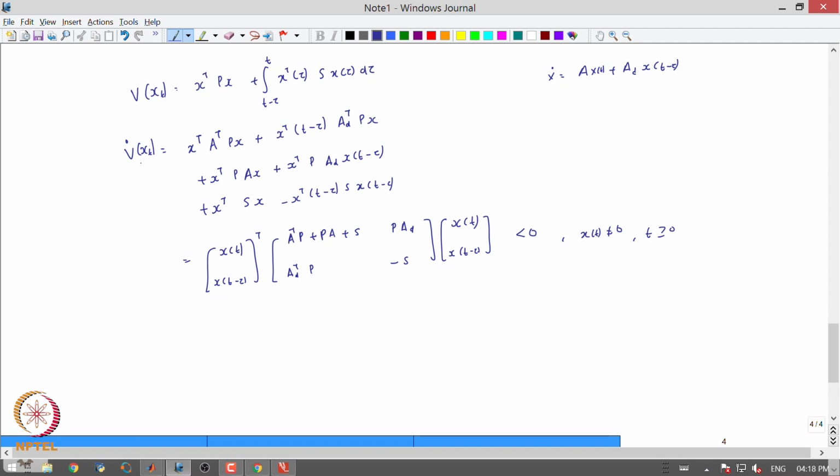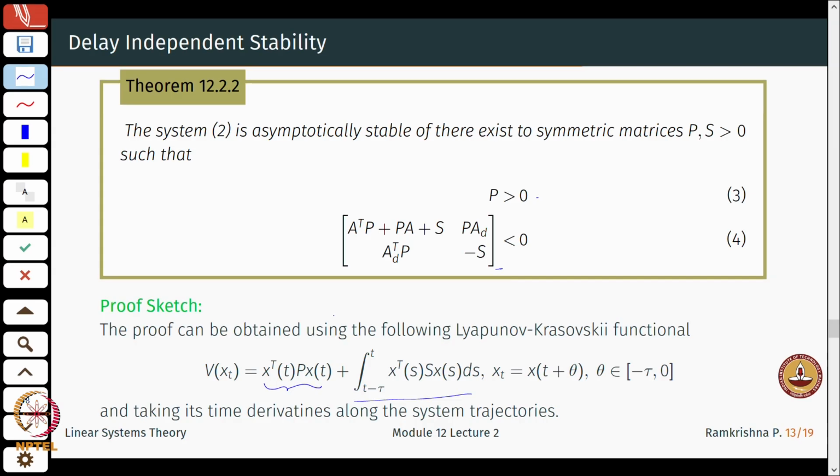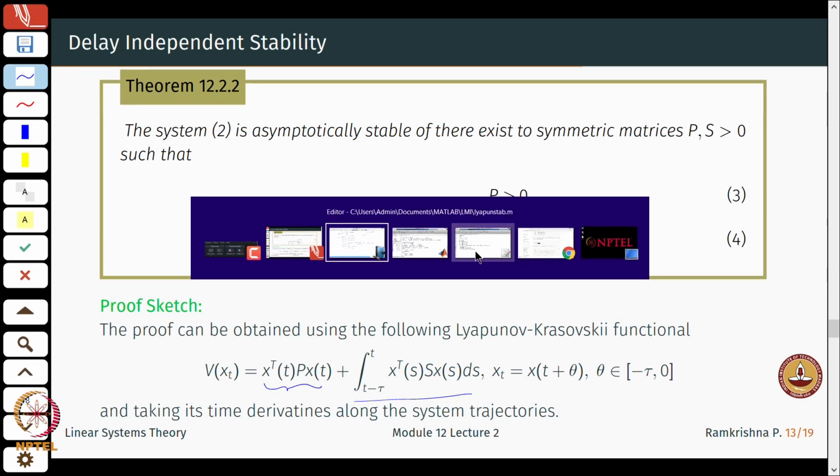So V dot of t being less than 0 translates to this matrix being less than 0. Now this is an LMI, right. So look at this, this is what I am interested in solving: P greater than 0, and matrix S also positive and symmetric, such that this LMI holds. Okay, I will just quickly show you some examples again.